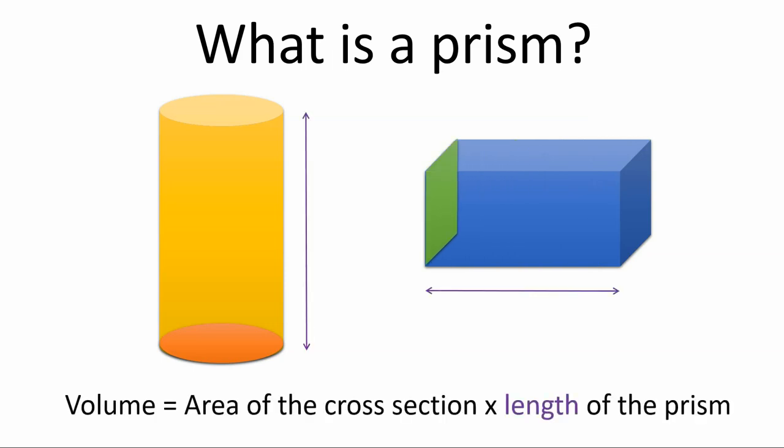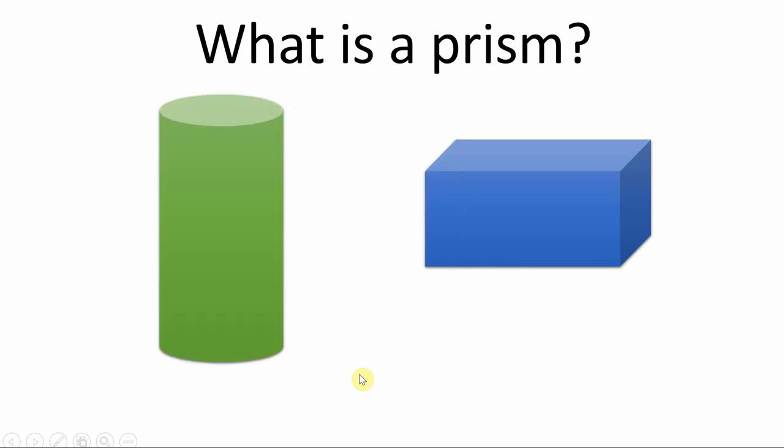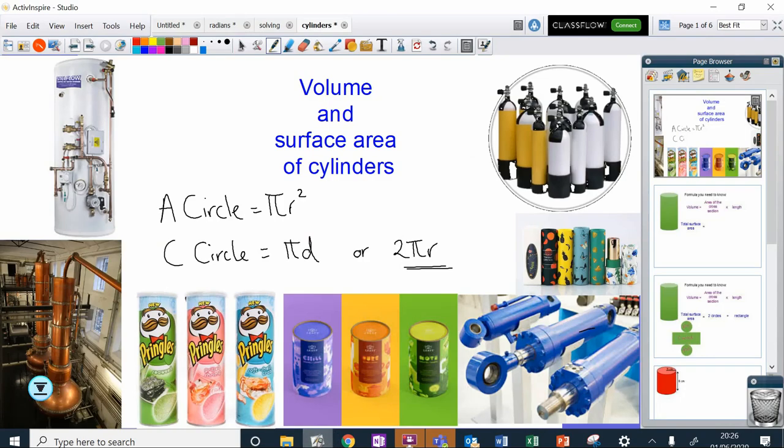Now, the volume for all prisms is exactly the same. It's the area of the cross-section times the length of the prism. And you can see the length I've put here in purple, and these lines are in purple. So this is what we mean by the length. If here's the cross-sectional area, how many of those fit in? If this is the cross-sectional area, how many of those would fit in? That's what we mean by the length of a prism. So that one formula covers all the different types of prisms. But now what we've got to do is look at the cylinder in a little bit more detail. So let's just go back to here.